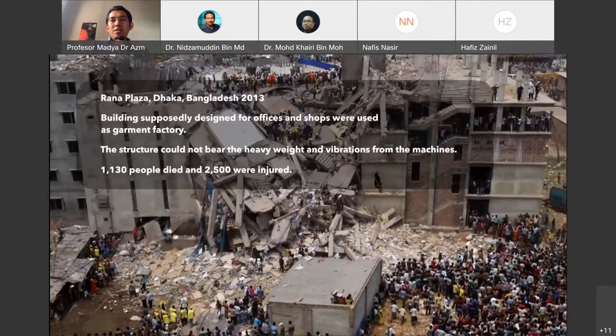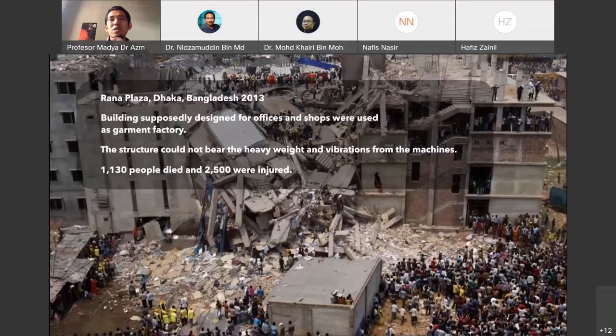And this is what happened in Rana Plaza in Bangladesh in 2013. The building, which was supposed to be for offices, was converted to garment production. Bangladesh is well known as the place where famous fashion brands are fabricated.